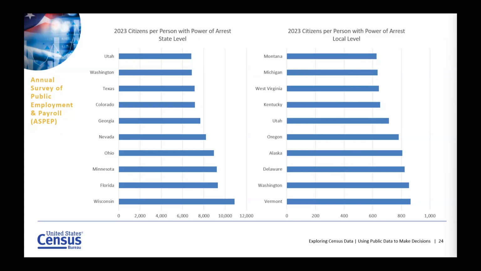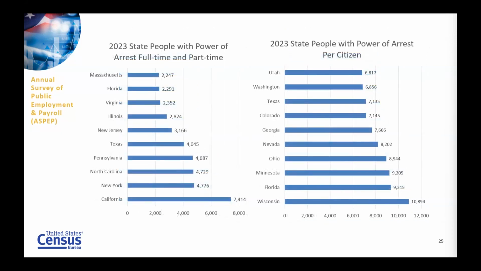And I want to look at these exact same charts again, but I want to put locals together with locals and state together with state to get a more complete picture. So on the left, we have total count of state employees with powers of arrest for the top 10 states. And on the right, we have the per capita values. So in some states, the employees with power of arrest are responsible for a larger proportion of citizens than in other states.